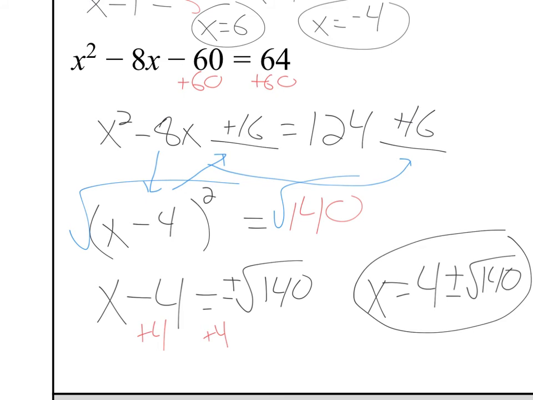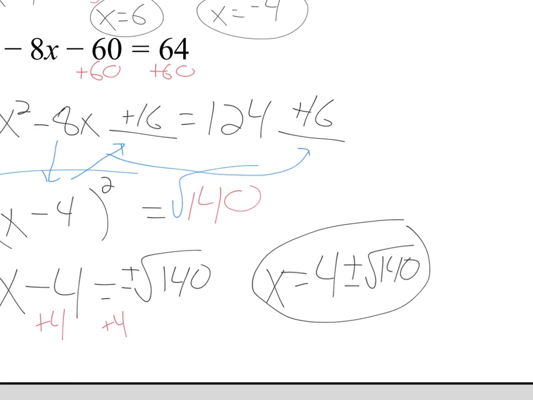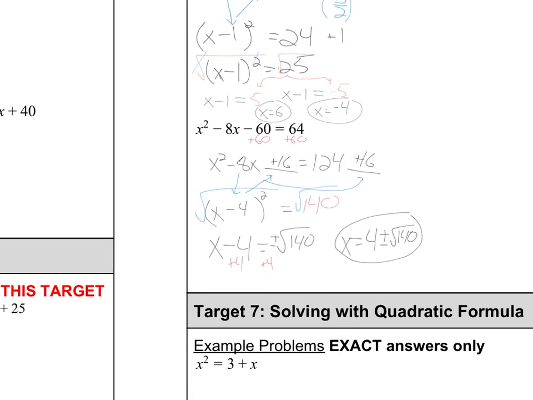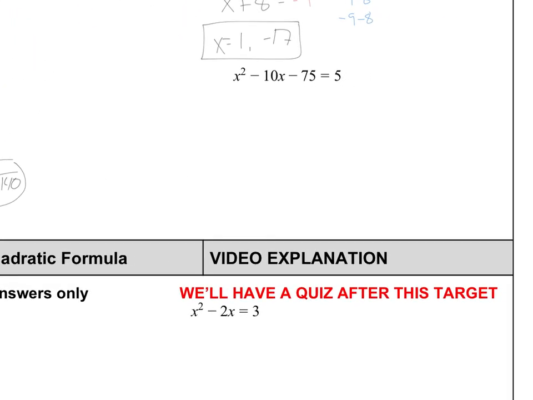Now, if I needed to have a decimal approximation, we would need to go through and figure out, okay, what is the square root of 140? It would be 11 point something, so you'd have 4 plus 11 point whatever and 4 minus 11 point whatever, round accordingly. But leaving it in radical form like this is the most exact way to write it. Also, this little plus or minus symbol gives me two answers in one. Little buy one, get one free action. Last problem. Here we go. Party time. Let's do it.